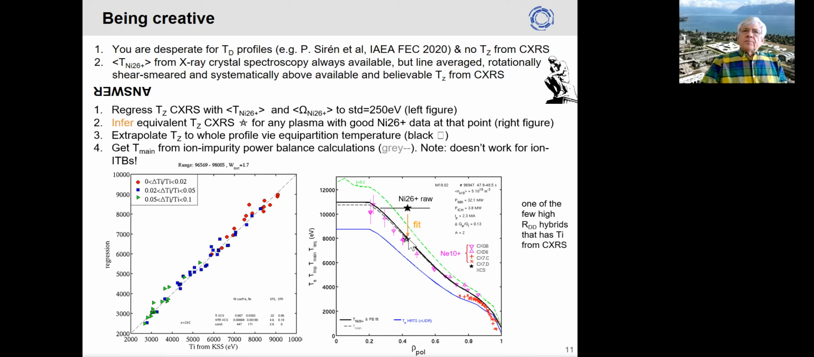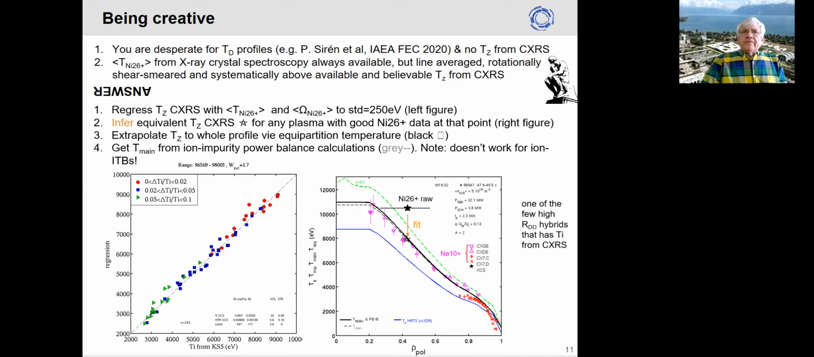And this point then defines the ratio of QIE over QIS, which I have to assume constant here, and therefore it defines a whole equipartition temperature, which is shown here in black. In this case, you see it matches quite well with the available Neon 10 data, but remember, they are most of the time not available.